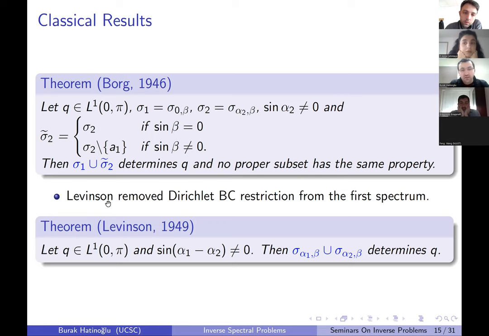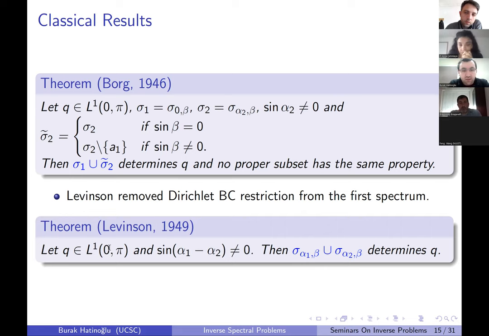And then Levinson removed the restriction in Borg's result that in the first spectrum you have zero in the boundary condition. He just considered the most general case, and he obtained what today is called the two spectra theorem. Namely, if you consider different values of alpha one and alpha two, and if you consider these two spectra, then they uniquely determine the potential. And of course, by unique determination of the potential, we mean unique determination of the operator. It just depends on the potential.